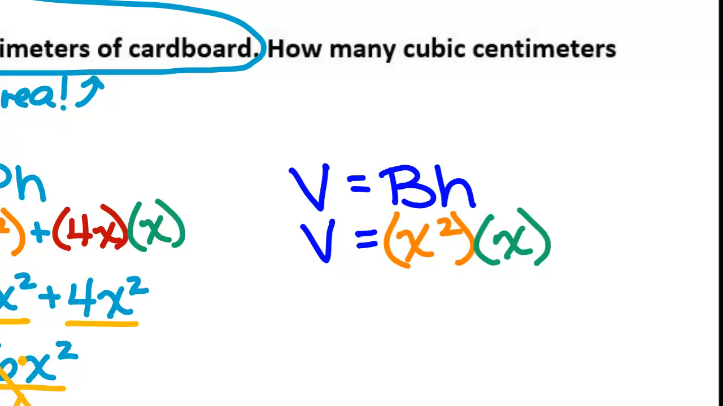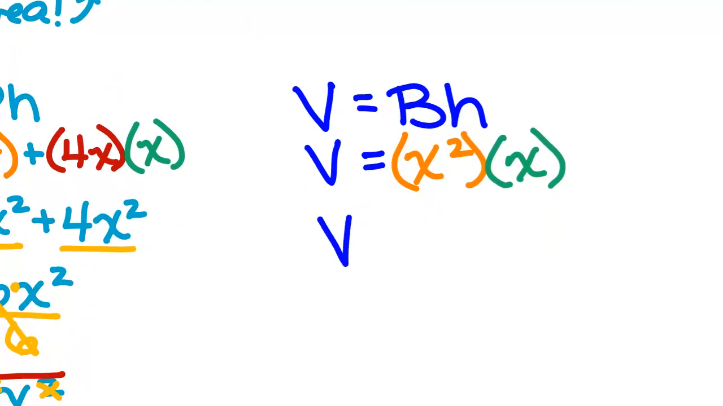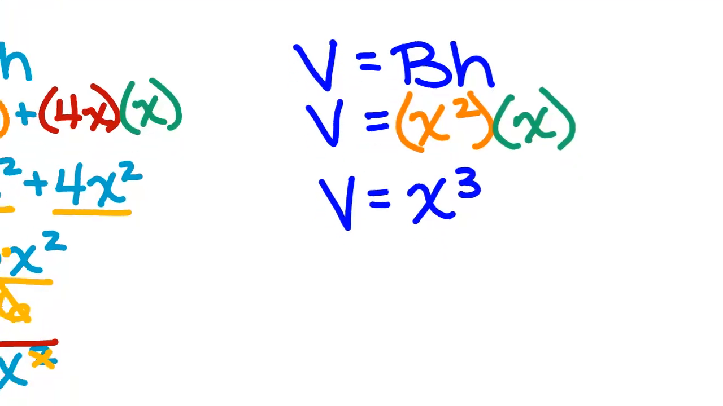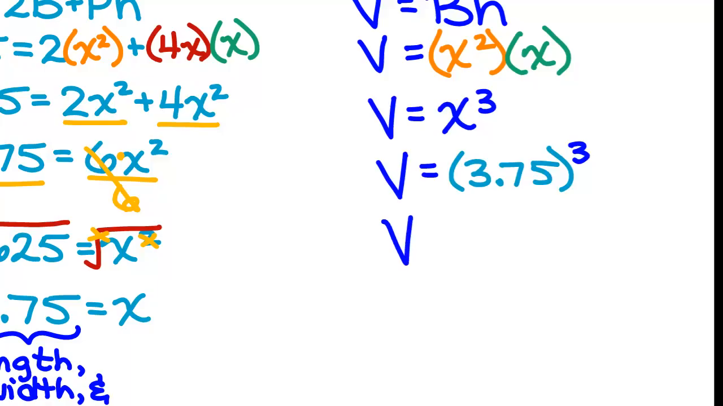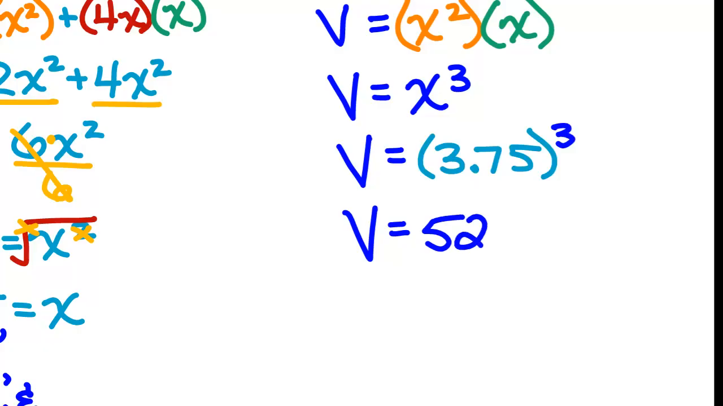What happens if you do x squared times x? We get 1x to what power? X, yep, no, you were right the first time. X to the third power. That is the same as x cubed. And we just figured out that x is 3.75. So we have 3.75 cubed, 3.75 to the third power, which would be what? 52.734. And that would be centimeters cubed.